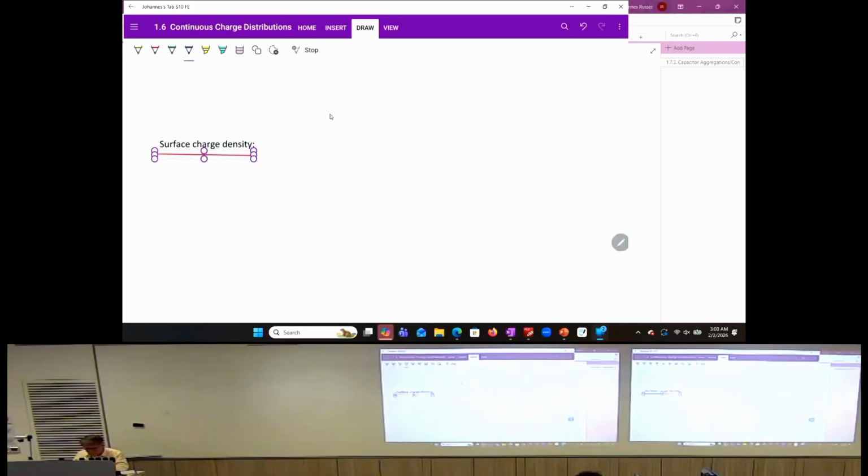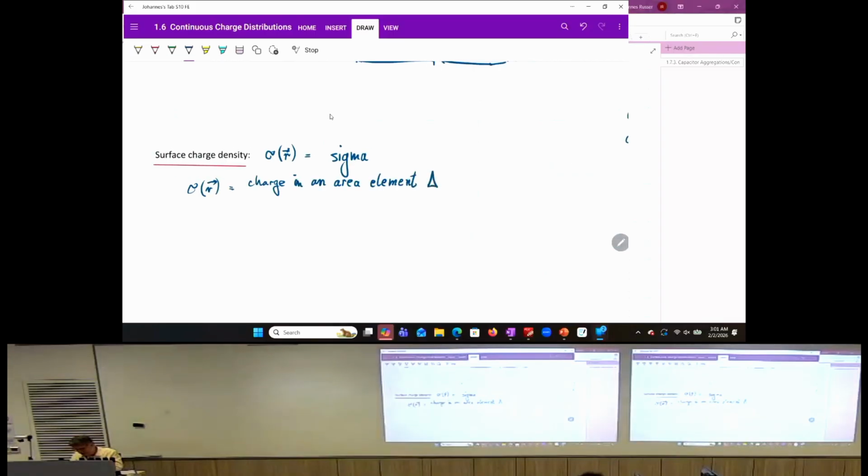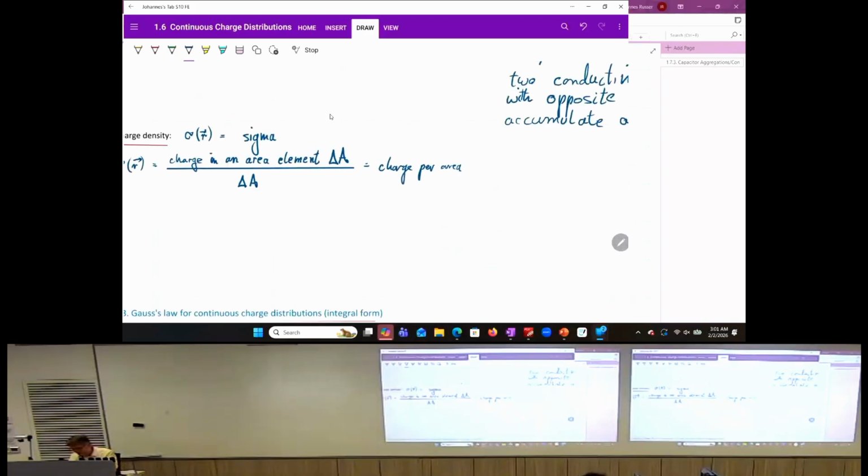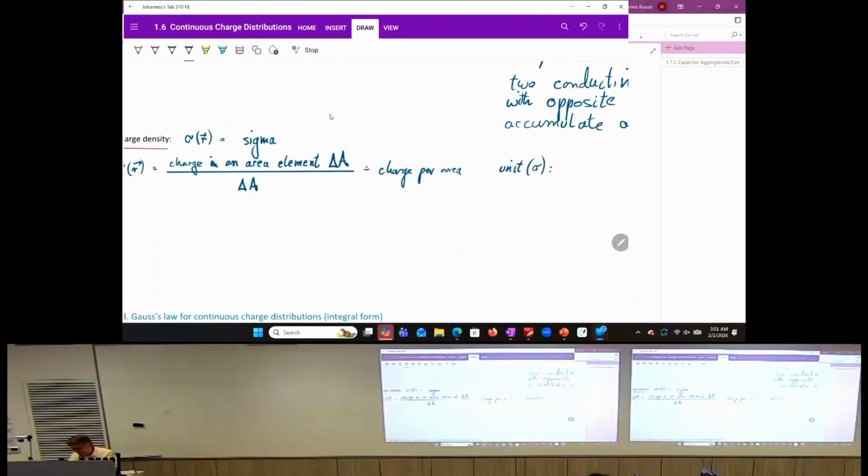So our surface charge density, we denote that with a sigma of r. The definition of sigma of r is the charge in an area element, and that area element we denote with a delta A. The density is then the charge in an area element per delta A. So it is basically charge per area. Thus, what is the unit? The unit of sigma is Coulomb, that means ampere times second, per square meter.